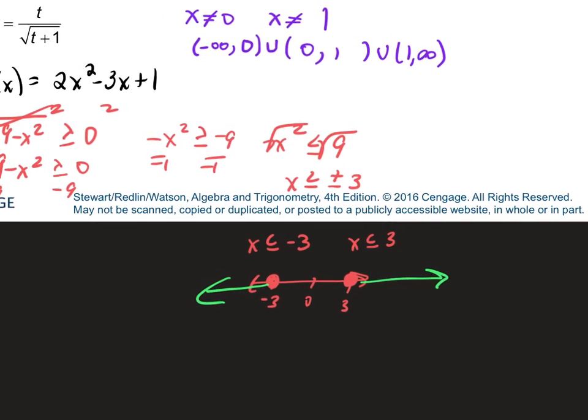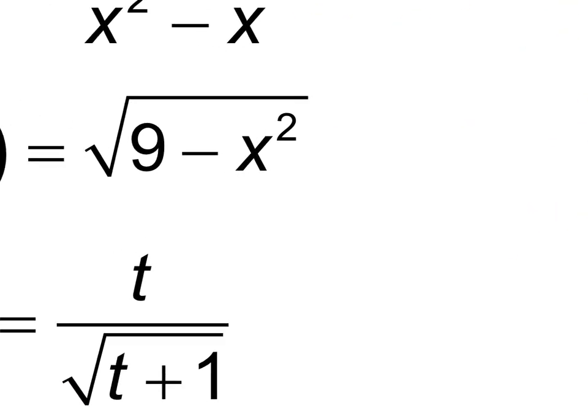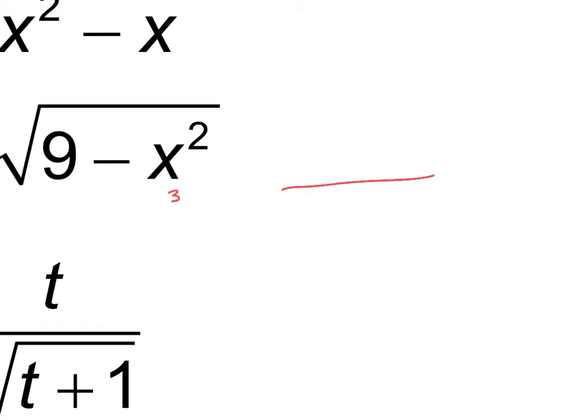Okay, well, let's think. If I have positive 3, and I plug it in here, what's going to happen here? 9 minus 9 is 0, right? Square root of 0 is okay. So I can use 3. What happens if I plug in negative 3? Same thing, right? Negative 3 works, and so does positive 3. You guys agree with me?